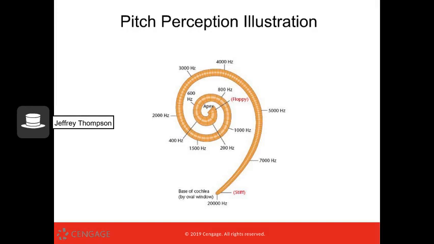So here's an illustration of the cochlea. Here at the base, we have our higher frequency perception, and at the apex, we have our perception of lower frequencies.